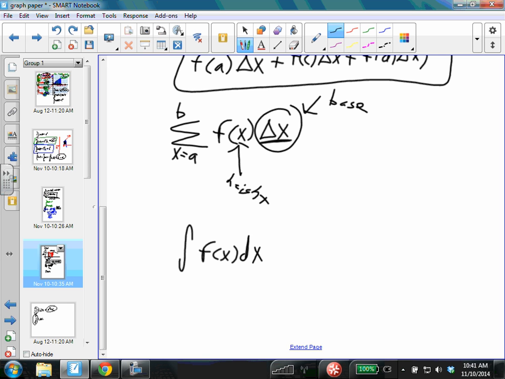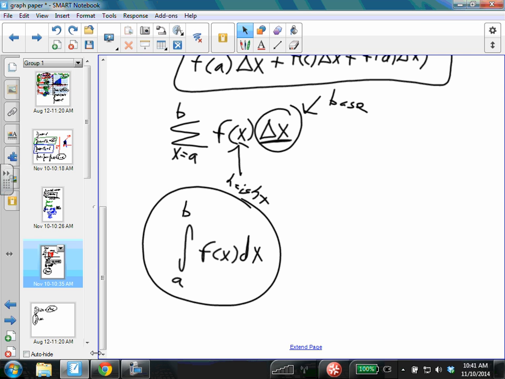And we want every single possible rectangle all the way from what? From a to b. That's the way you need to think about an integral, about a definite integral. It's an infinite number of Riemann sums from a to b, where f of x, the function, is giving us our height every time. The function is always giving us the height.